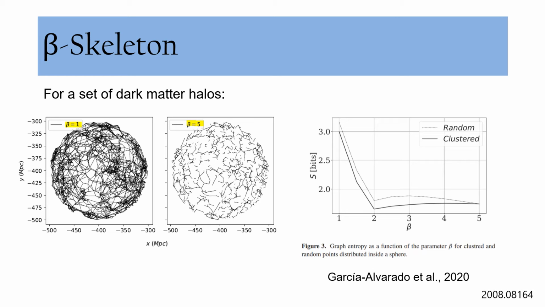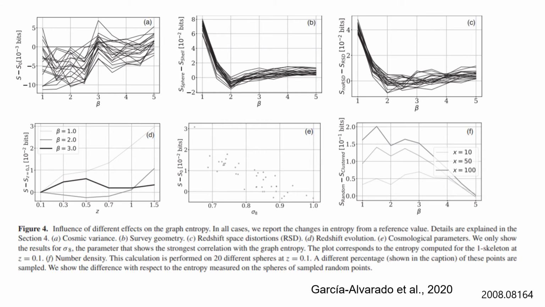So how does this affect the entropy? On the right, we see a plot of entropy against beta. We see that it has a characteristic behavior and that the entropy is affected by the beta. We also see in this plot that the entropy allows us to distinguish between random and clustered points. In this slide, we summarize all the analysis that has been done.